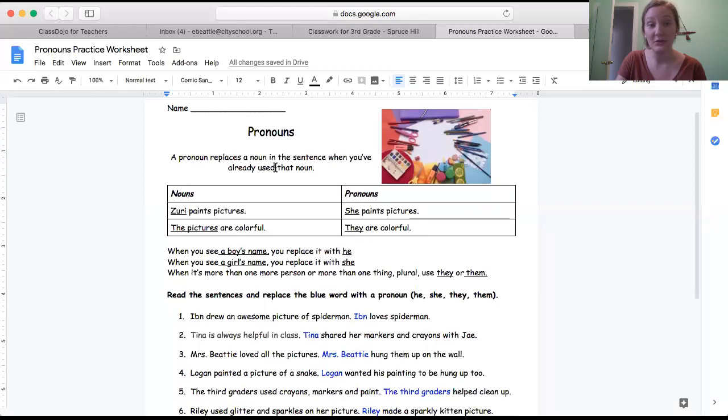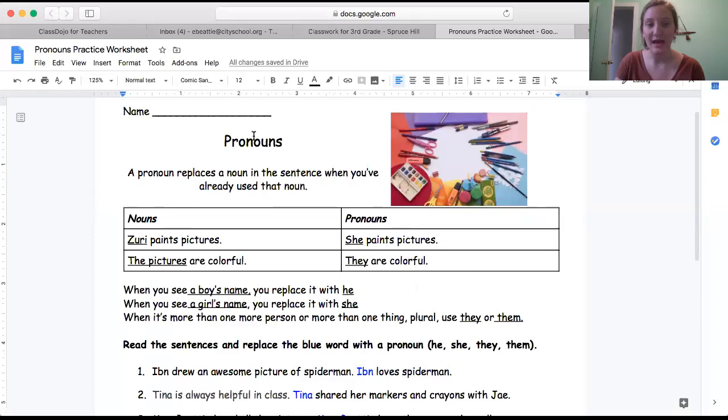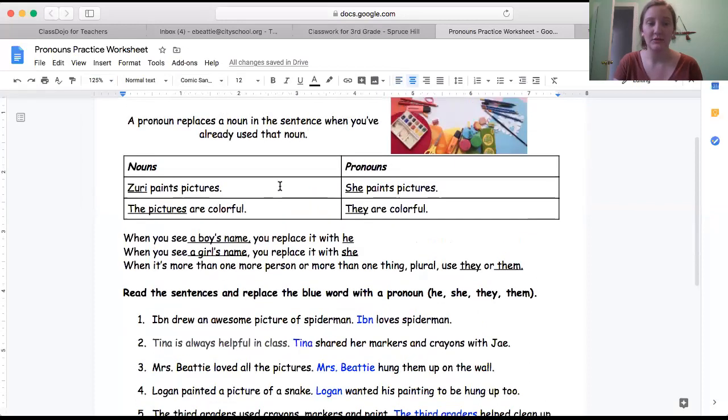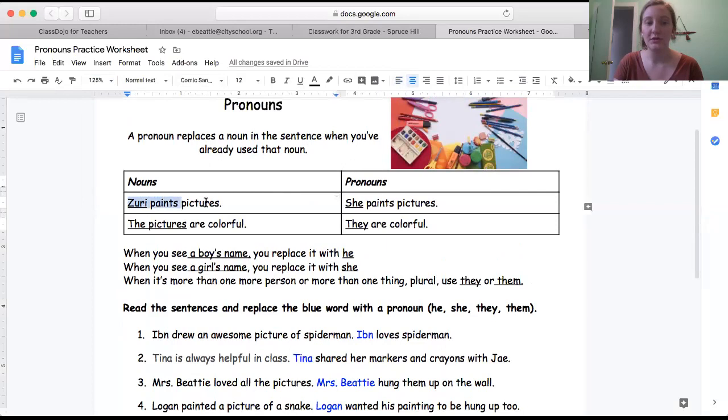Let me share my screen with you. I have this worksheet for you guys to do this week, and I'm going to give you a lot of clues right now. So I hope you're paying attention, okay? Pronouns. A pronoun replaces a word in the sentence when you've already used that noun. So I have an example here. If the noun, let's say, is Zori, Zori paints pictures, you could replace Zori with she. She paints pictures. That would be using a pronoun. The pictures are colorful. You could replace the pictures with they, right?